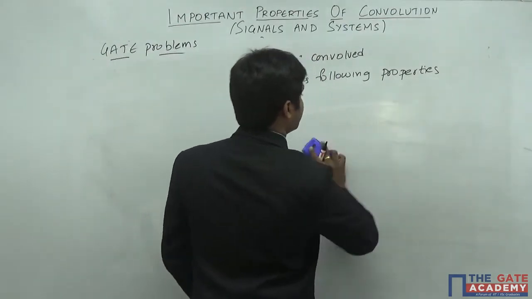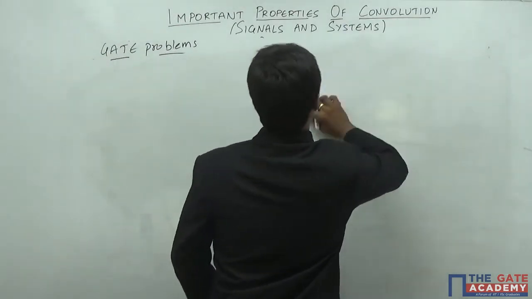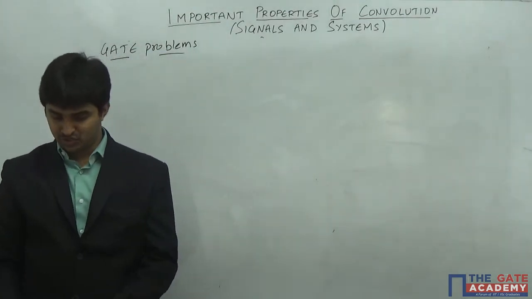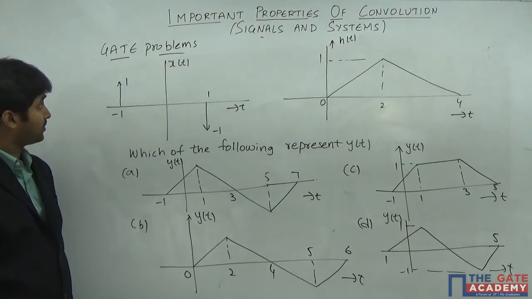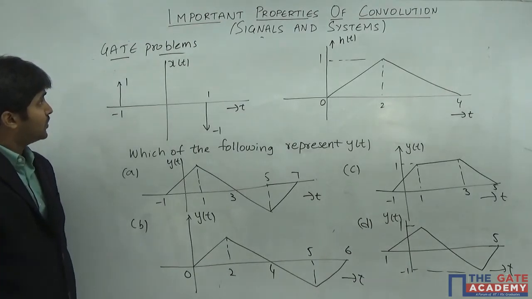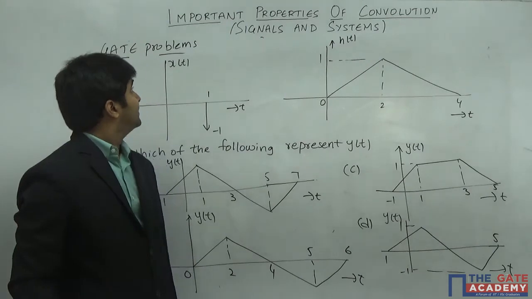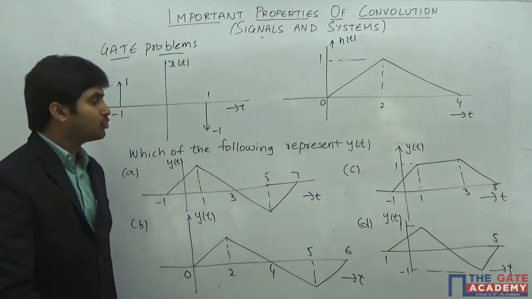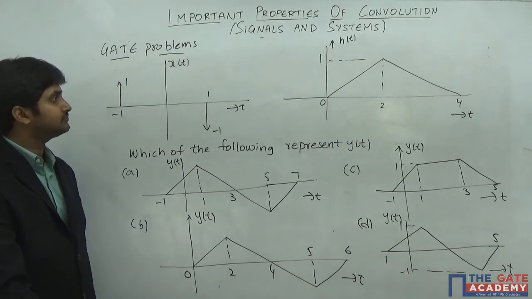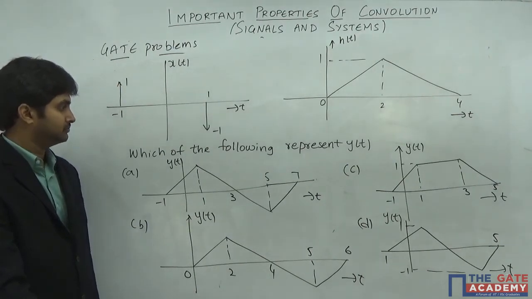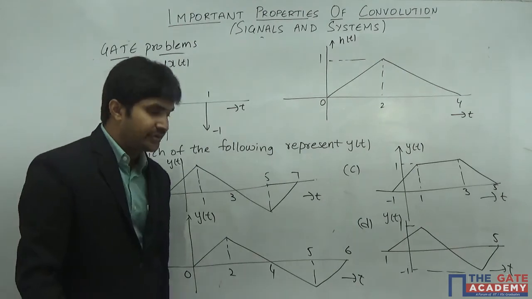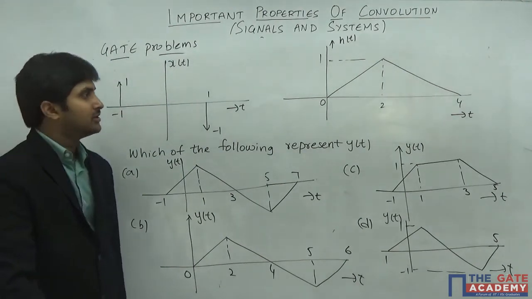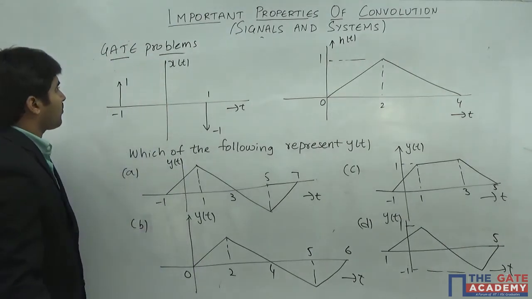Let us try to solve a problem which was asked based on the properties of the convolution. Okay students, you are given x of t, which is the input, and h of t, which is the impulse response. We have to find the output, which is y of t. You can pause the video and try to solve the problem. Okay, so let us try to solve this particular problem.